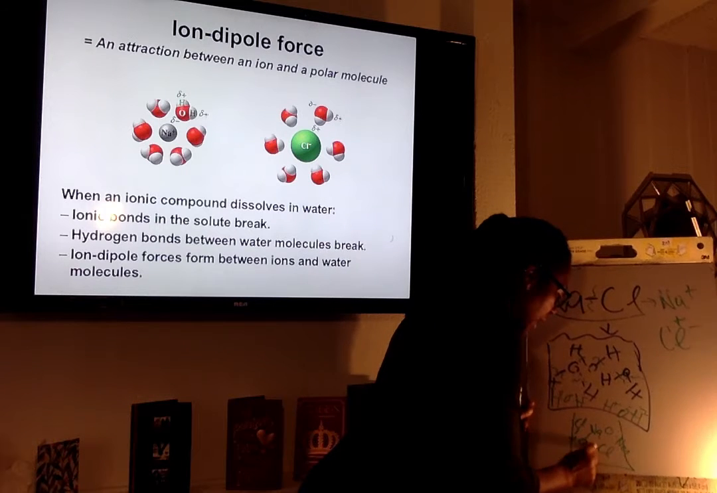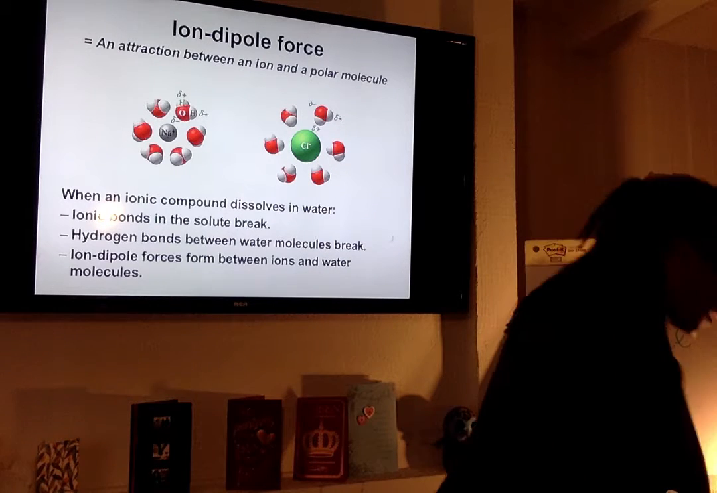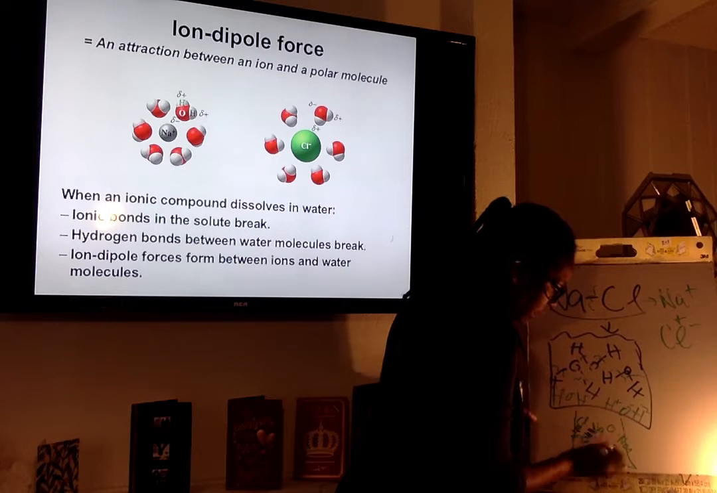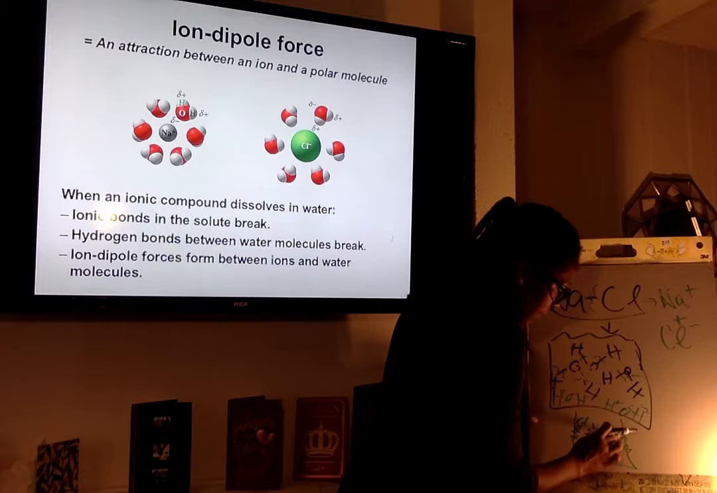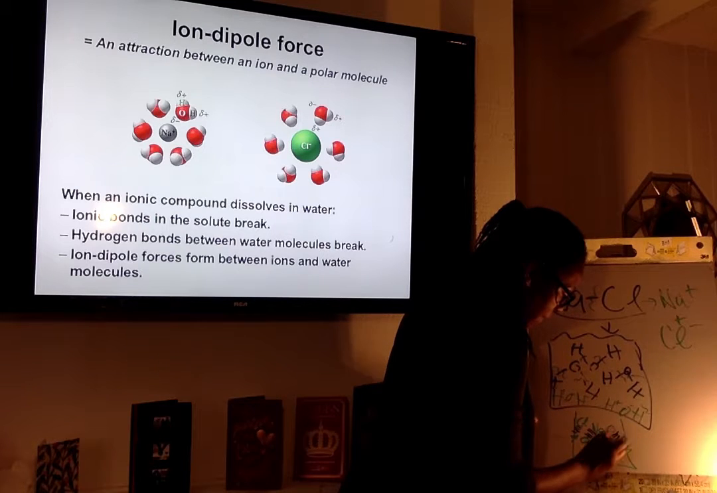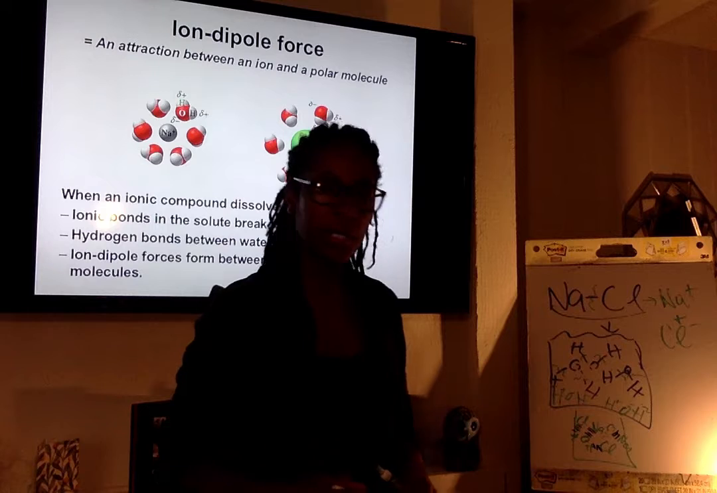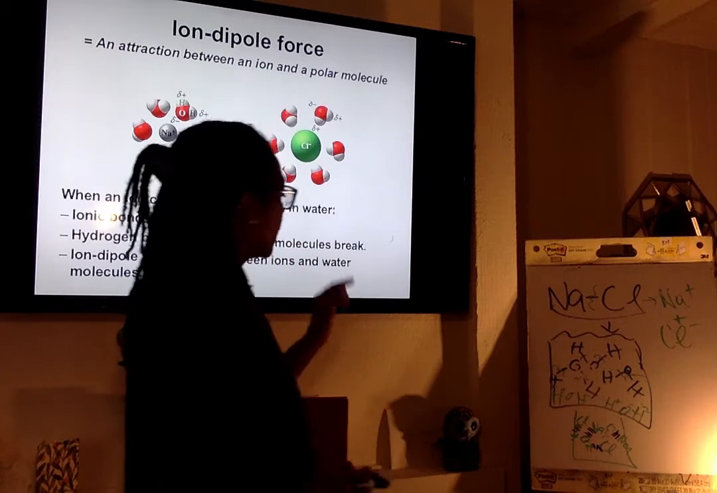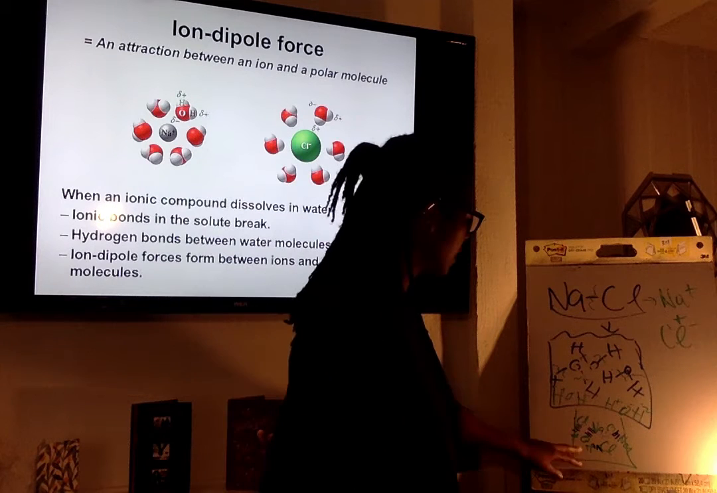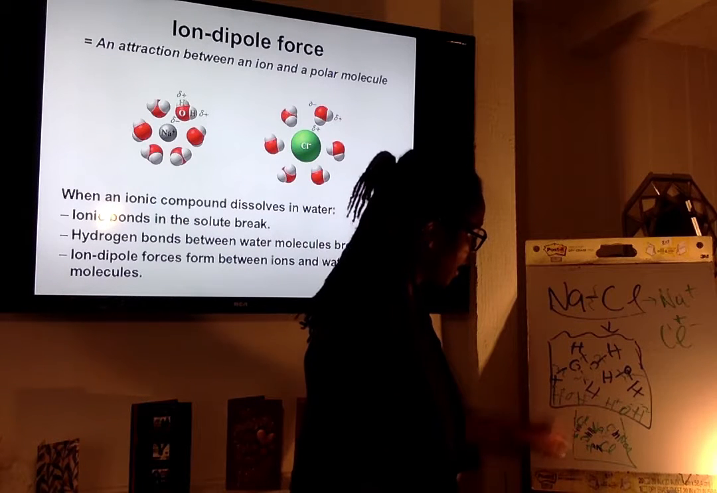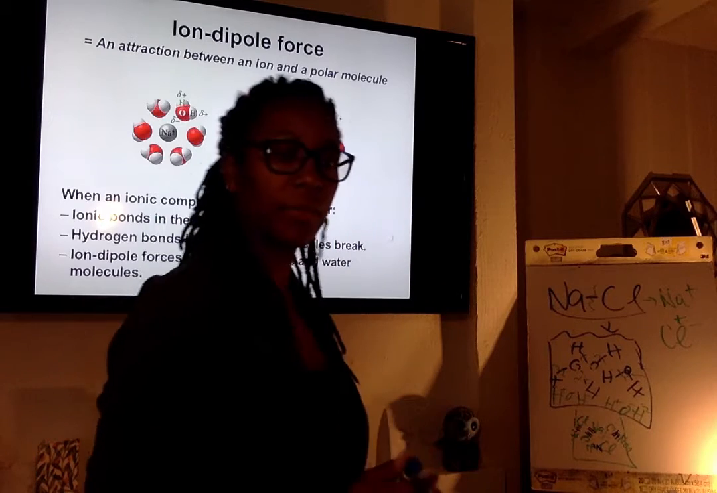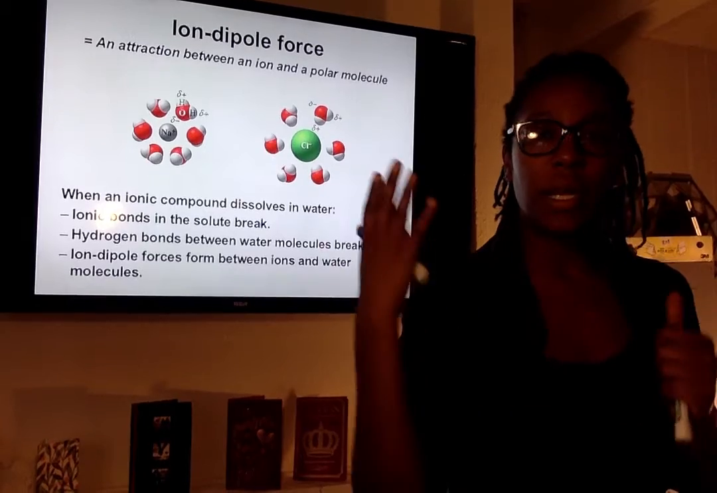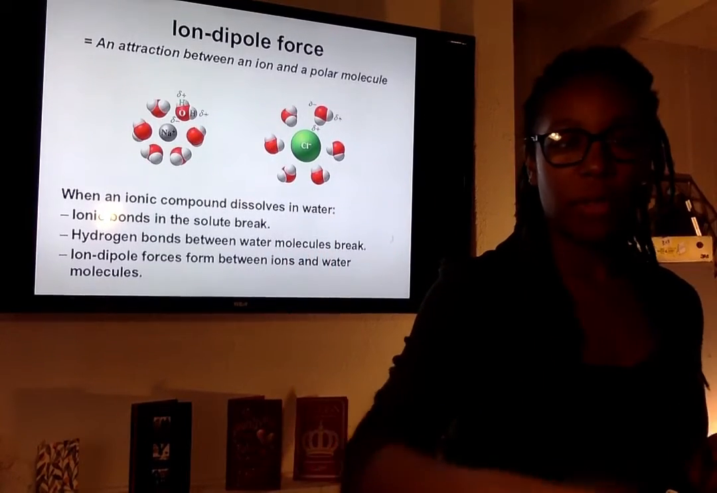So instead of solid lines, because the lines are bonds, I'm going to draw several little lines, because this is saying it's not a bond, it's just a force that is keeping these together. So it's an ion-dipole force between the ion and this molecule, okay? So hopefully that makes sense. When you think of ion-dipole, it's between an ion and a molecule.